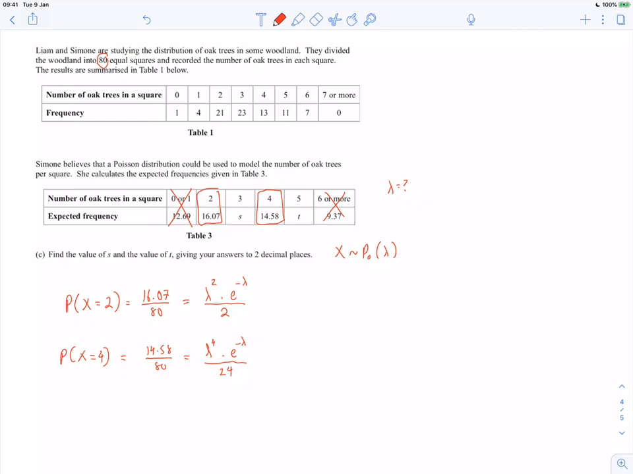And now we've got two equations, one unknown, so this is actually really easy to solve now. We could have just solved it from the top one, but generally speaking, polynomials and exponentials are quite hard to separate. But now we've got this information, we can actually do something quite nice. If I call the bottom one equation 2 and the top one equation 1, look what happens if I do equation 2 divided by equation 1. I get 14.58 over 80, all divided by 16.07 divided by 80, and this equals lambda to the 4 e to the minus lambda over 24, all divided by lambda squared e to the minus lambda all over 2.